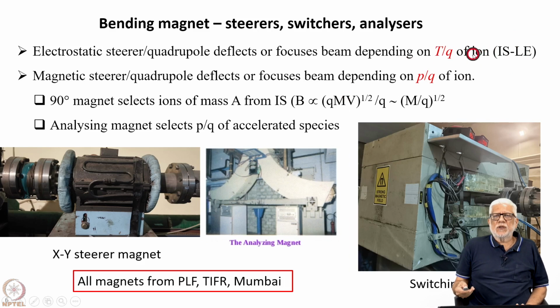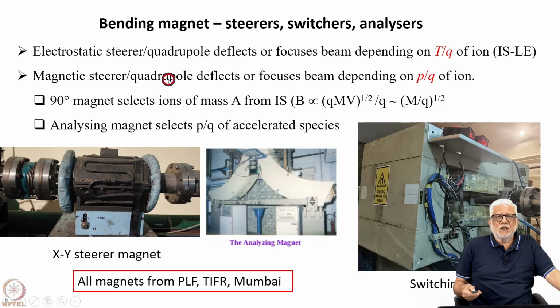The advantage is that once you select a certain mass, then you don't have to actually change the settings of the electrostatic steerer. So they are independent of the mass that you are selecting. It only depends on the voltage, because T is just given by q times the voltage. So it just depends on the voltage. And you can select the different masses using the magnet, but the electrostatic quadrupoles and steerers, their voltages are independent of what mass you are selecting.